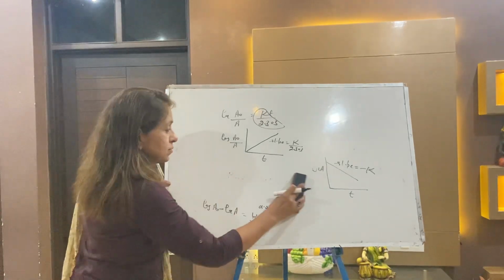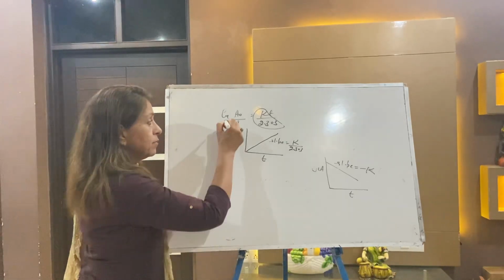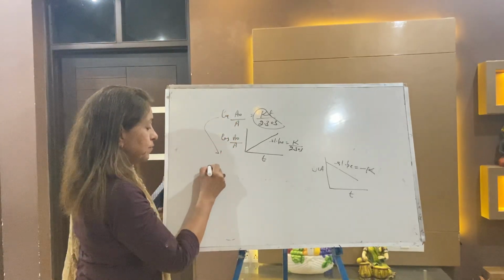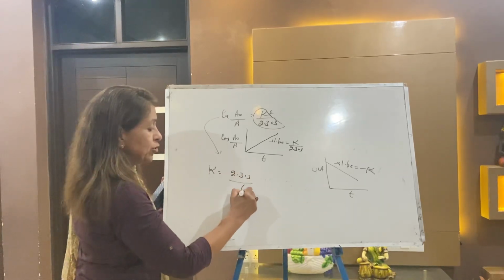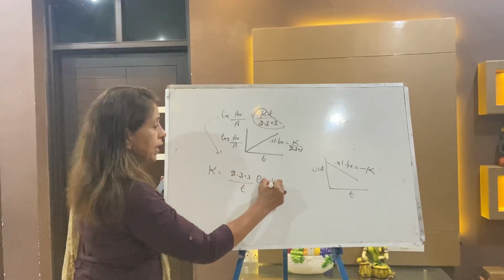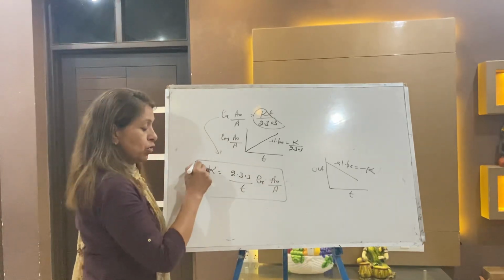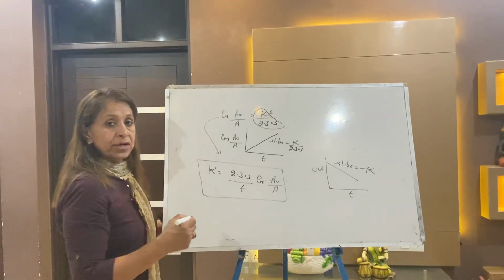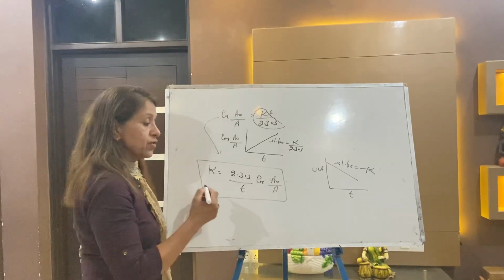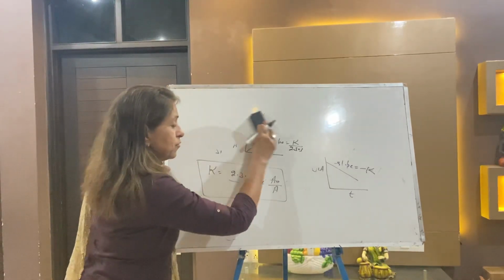After that, the formula for the numerical becomes k is equal to 2.303 by t log A0 by A. This is a very, very important formula, we will use it in the numerical soon. This is a method to calculate the rate constant of the first order reaction. Okay, so after that, next write down half-life.